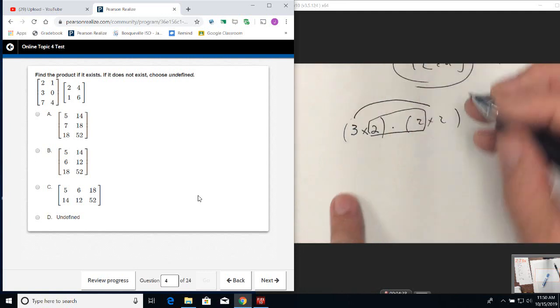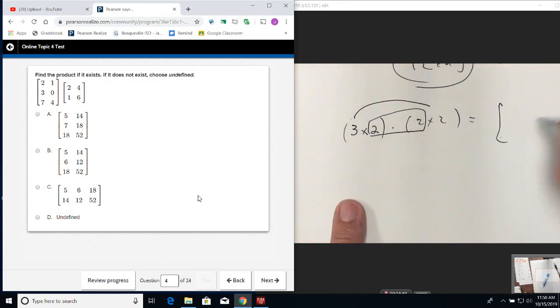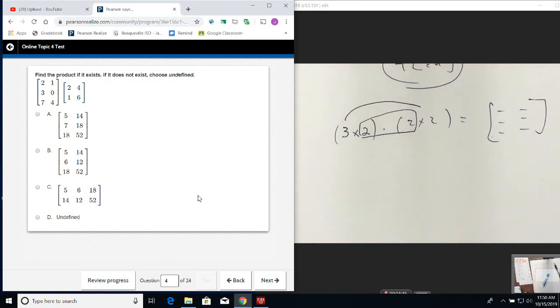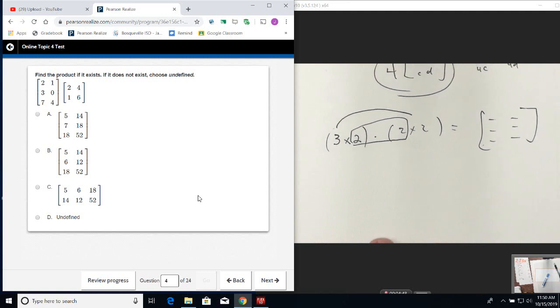And then my resulting matrix is going to be what? Some 3 by 2 matrix. So it has 3 rows by how many columns? 2 columns. What would those entries be if we did that with pencil and paper?